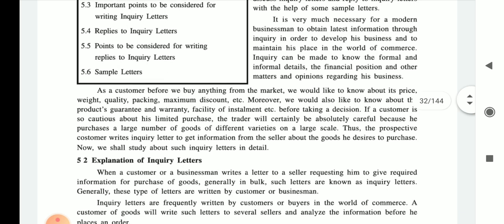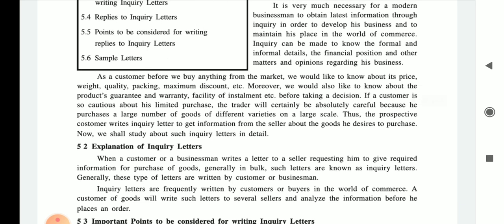And if you want to maintain your prestige in the market as a good business firm, then for getting this type of facilities as well as this type of position, you have to maintain your place, and you have to compulsorily keep yourself with updated information. That's why you will be able to maintain your position in the business world.